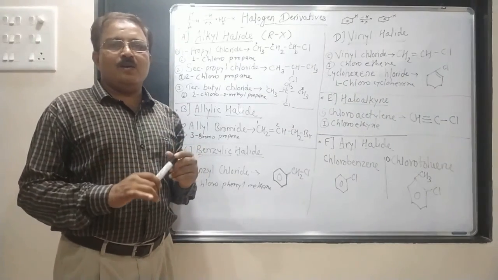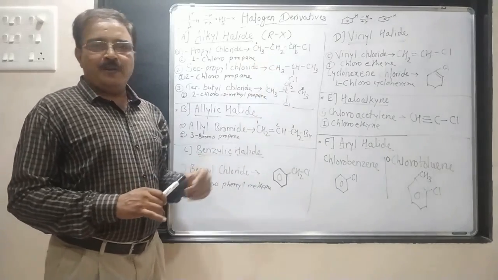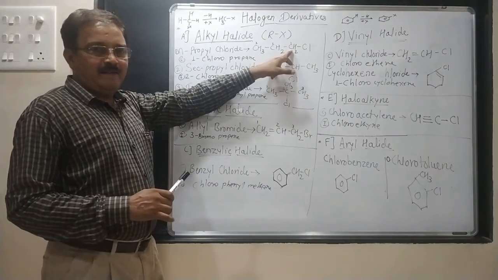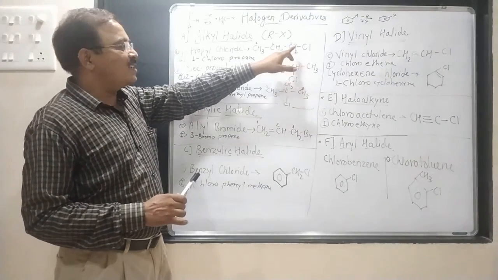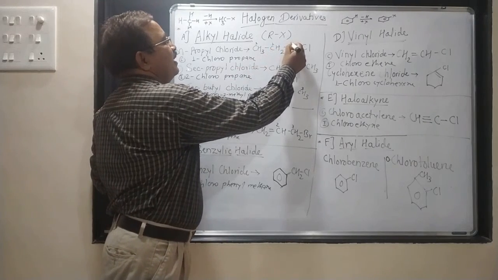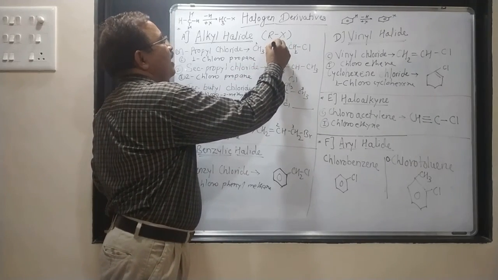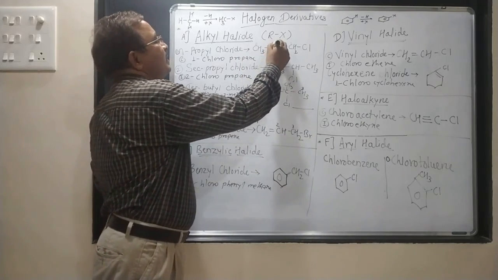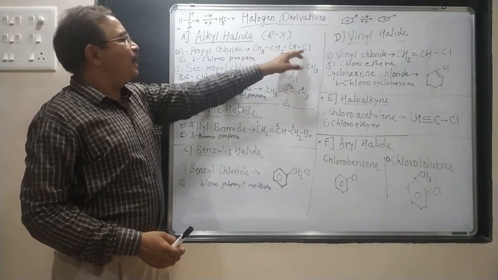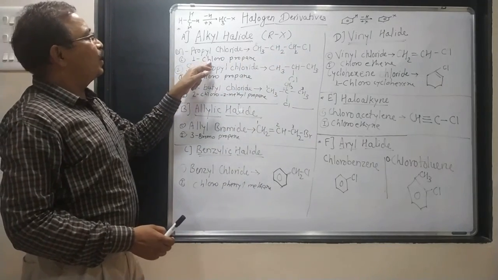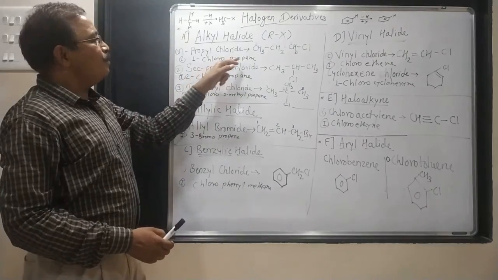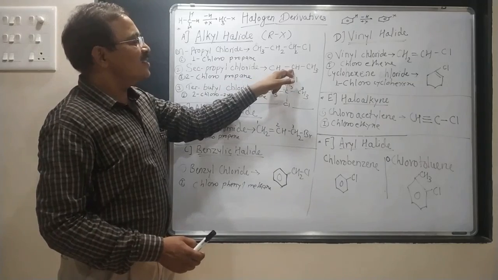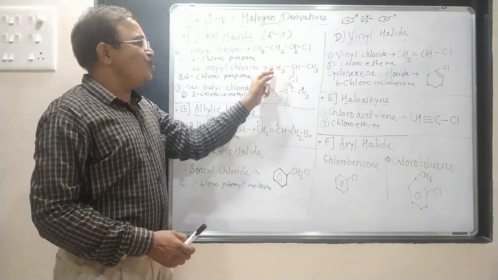Now we will try to understand the IUPAC nomenclature of this N-propyl chloride. We have to start the numbering from the end which is nearer to halogen. That's why we will start numbering 1, 2 and 3. So here the first carbon atom contains halogen. So therefore the compound name is 1-chloropropane.